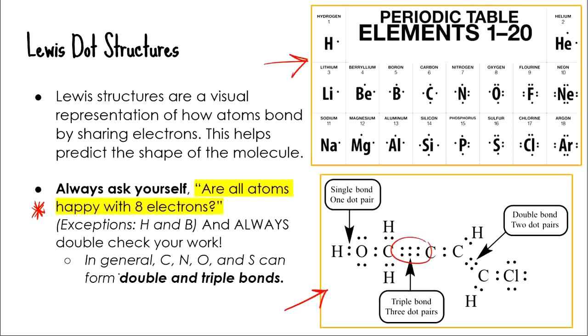In general, carbon, nitrogen, and sulfur can form double and triple bonds. So in terms of bonds, we have single, double, and triple bonds. And that's the highest it goes, to a triple bond. And you will learn later on in this video how these atoms form double and triple bonds.